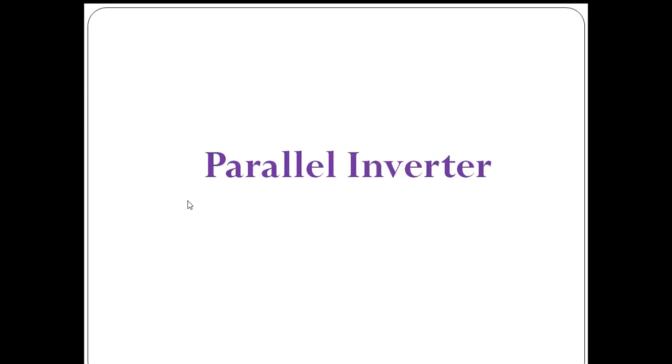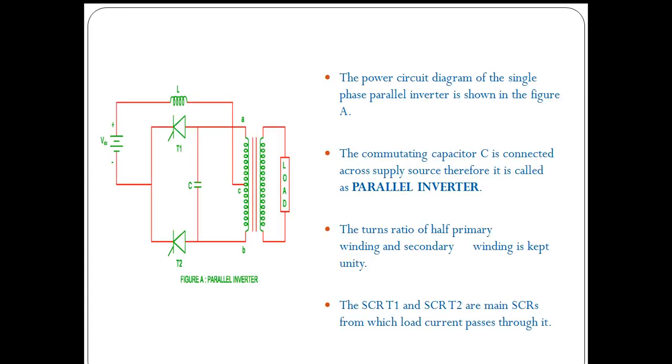Next, we will discuss the parallel inverter. This is the circuit for the parallel inverter. It consists of a center tapped transformer. In the secondary of this center tapped transformer we connect the load, and each primary half will have the same voltage as the secondary voltage. That's why it is a center tapped transformer.